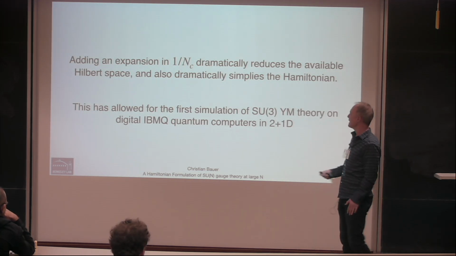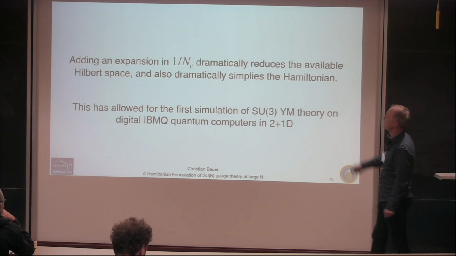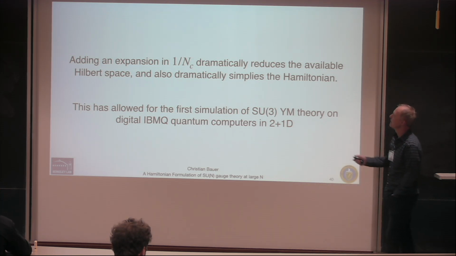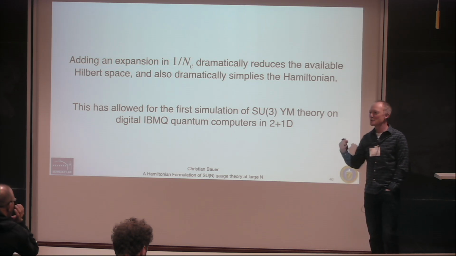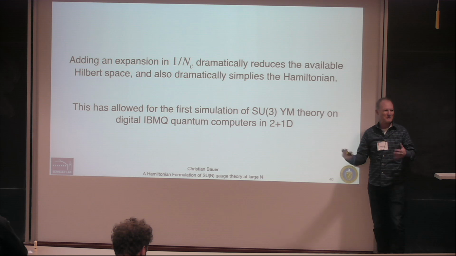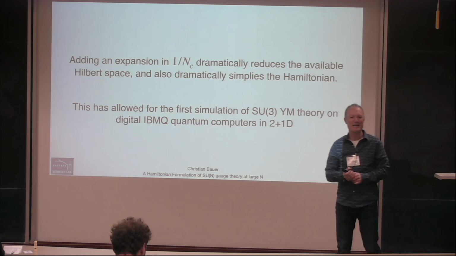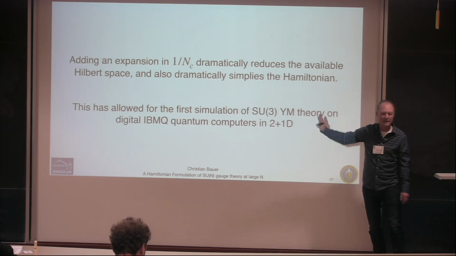So that's really what I wanted to show you. I think adding a 1/NC expansion really dramatically reduces the available Hilbert space. It dramatically simplifies the Hamiltonian. Now that's of course not so surprising, because we heard lots of talks that the physics in the large N limit is a lot simpler. And actually, I'm almost done, this is the second to last slide.